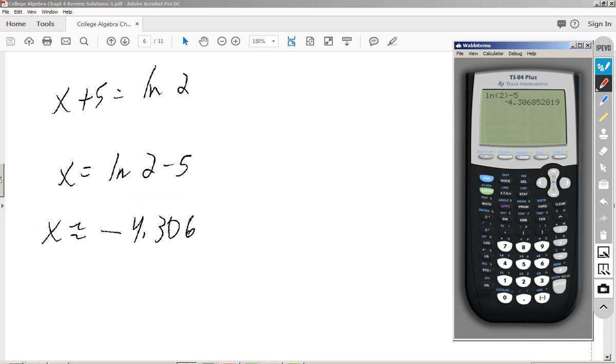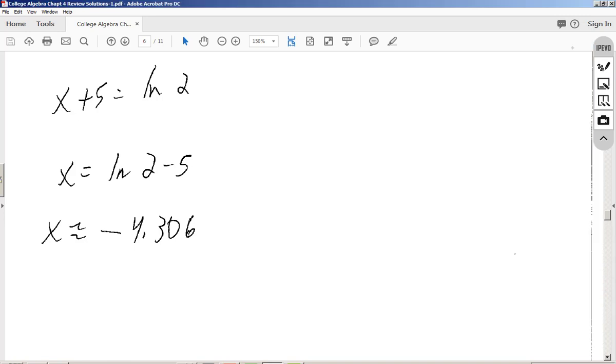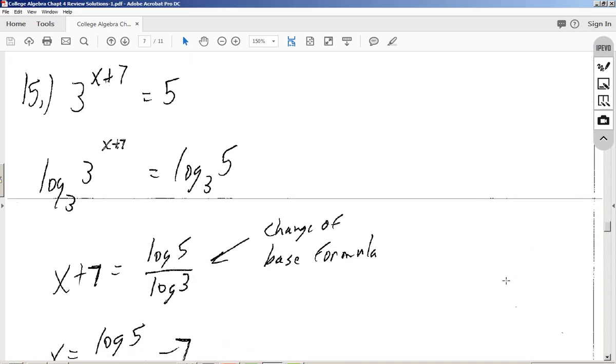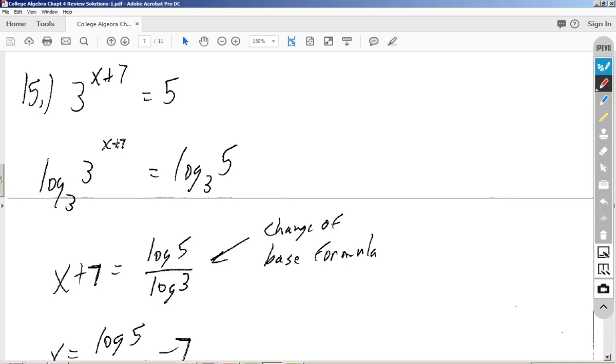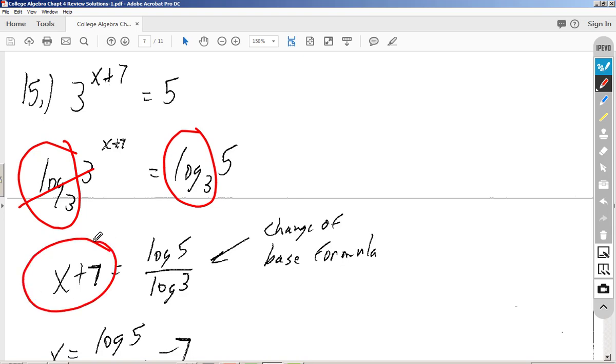Look at this next problem. So number 15, another exponential equation. This one says that we've got 3 to the x plus 7 all equals 5. So remember to go ahead and solve a base 3, we're going to do its opposite. So the opposite of a base 3 is going to be log base 3. So I'm going to log base 3 both sides of my equation. And when I do that, I'm going to notice that this log base 3 cancels out. I'm just going to be left with x plus 7.